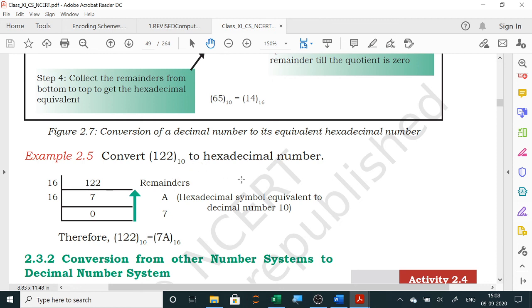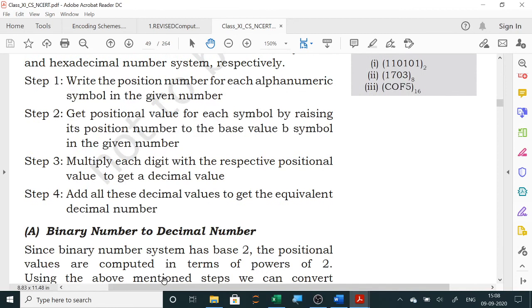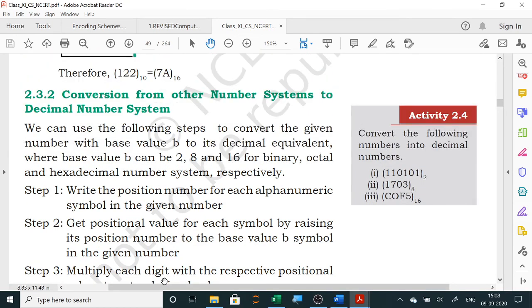Now the next topic is from any other number system to the decimal number system. So in the next video we will solve this, that is, conversion from other number systems to the decimal number system.